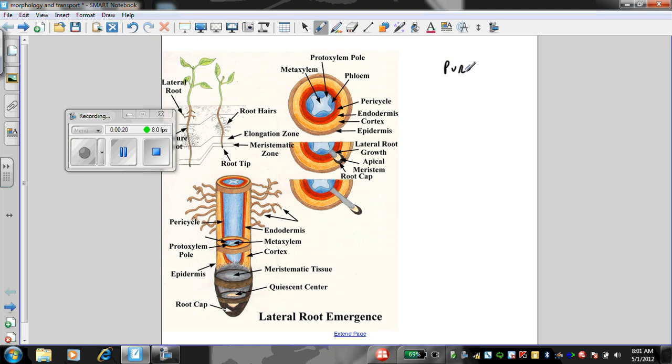Right? So the purpose of a root is threefold. One, and the primary, is to absorb. Right, so we're looking for absorption of water and minerals that are found in the soil so that the plant can use those for other metabolic purposes. The other thing is to anchor the plant in place.